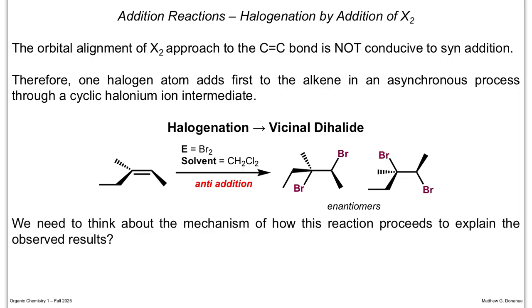If we use bromine and dichloromethane, again, dichloromethane is non-participating. So CH2Cl2, you don't see that anywhere in the product. It's inert, it doesn't add anywhere into the product. We're adding the elements of Br2 across that pi bond, and then what you see is one added from the top, the other added from the bottom.